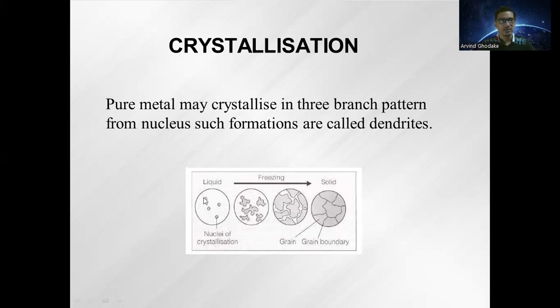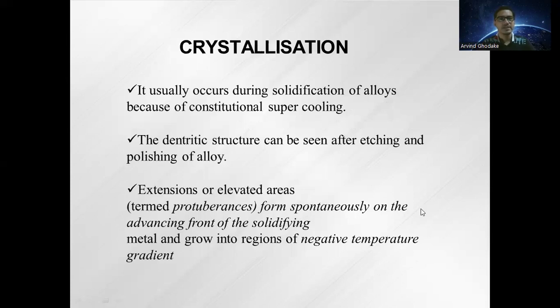So here in this stage, the solidification starts. Then this stage is the growth of the solidification due to the freezing effect. And finally, we have the solid metal or component. So crystallization usually occurs during solidification of alloys because of constitutional supercooling. The dendritic or dendrite structure can be seen after etching and polishing of the alloy.